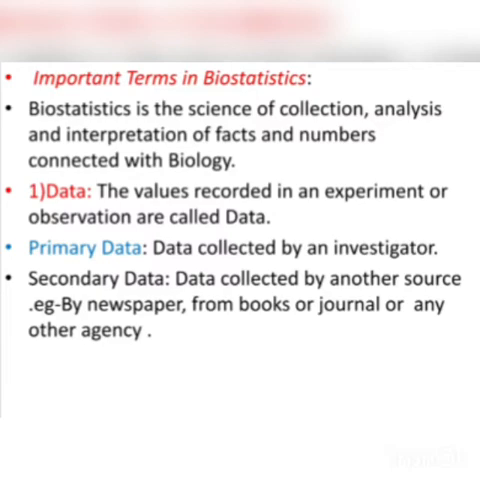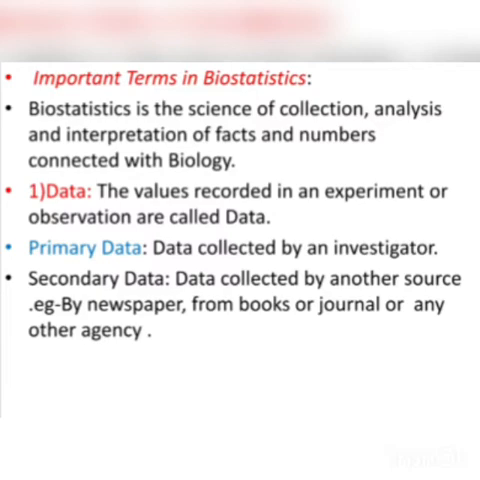So, statistics which is used in biology is called biostatistics. Statistical data, its collection, its analysis, and how to interpret the data which is collected, all these things are studied in biostatistics. Okay, so the first important term is data. The values recorded in an experiment or observation are called data. Data means whatever values we record in our experiment or observation.